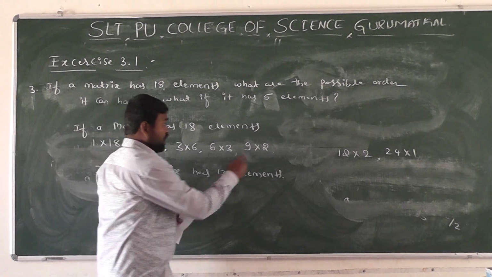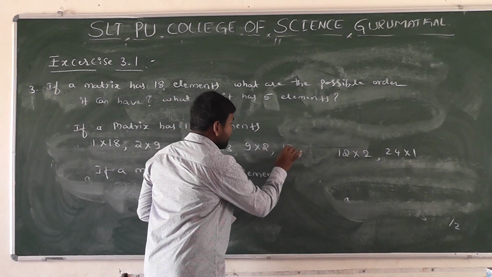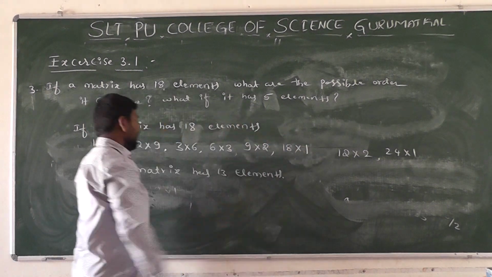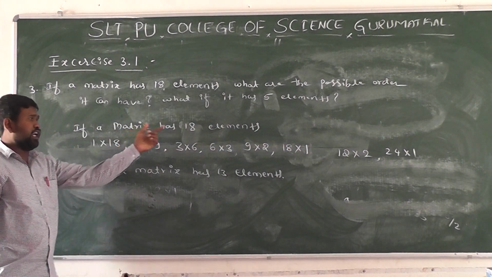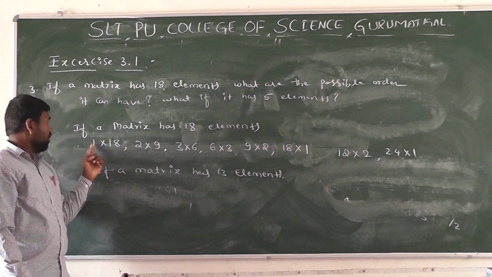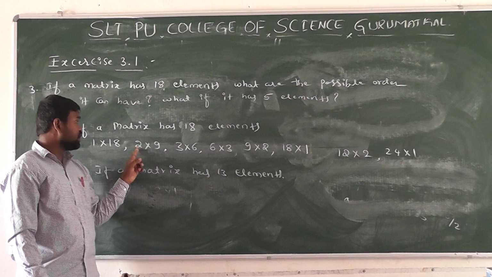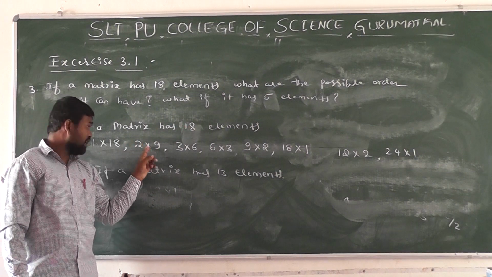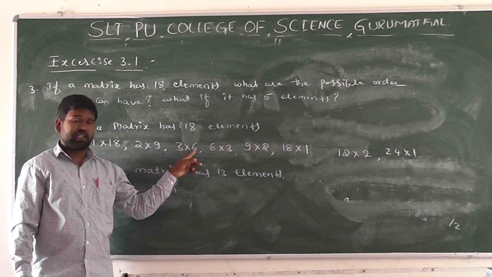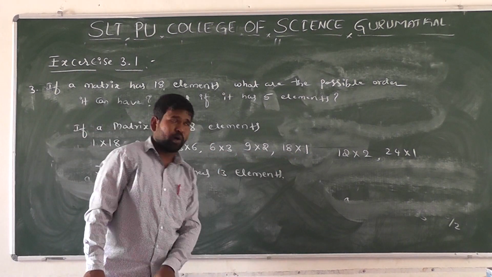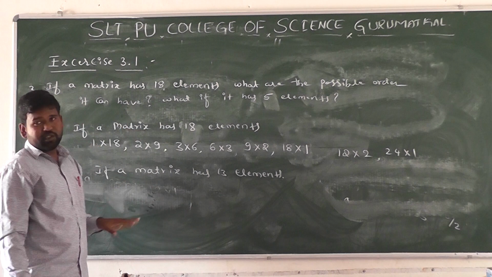Only the last one is possible, 18, right? 18 times how much is 18 here? 18 times 1 is 18, right? If a matrix has 18 elements, what are the possible orders? 1 into 18, 1 cross 18, we have to read it as 1 cross 18. Next, 2 cross 9. Next, 3 cross 6. Next, 6 cross 3, 9 cross 2, 18 cross 1, right? If a matrix has 18 elements, these are the possible orders.